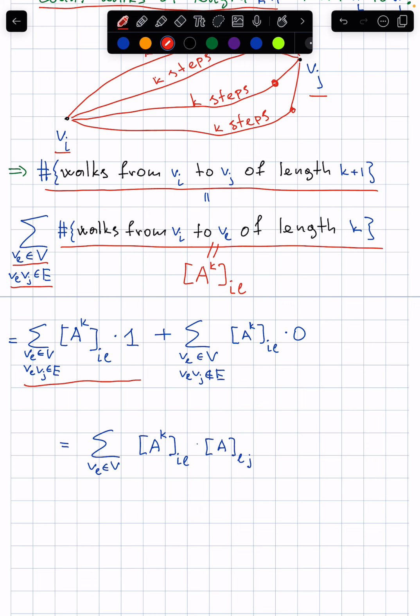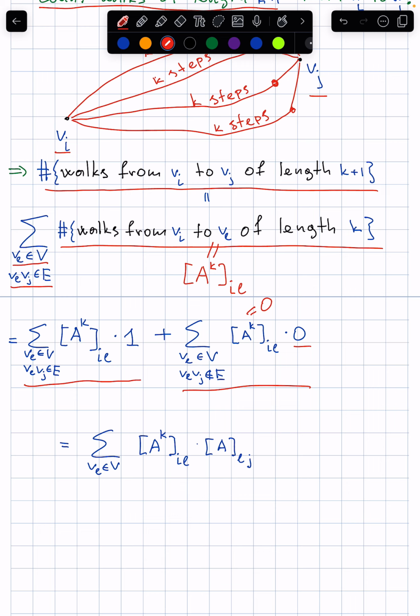Now, we are summing up over only some of the vertices, specifically over all the neighbors of vj. But what I can do here is add this extra term, where we are summing up over all vertices that are not neighbors of vj. Here vj is not an edge, but I'm multiplying by 0, so this whole entry is in fact 0. So I'm not really adding anything. I'm just doing it for convenience, and you'll see why this is convenient.